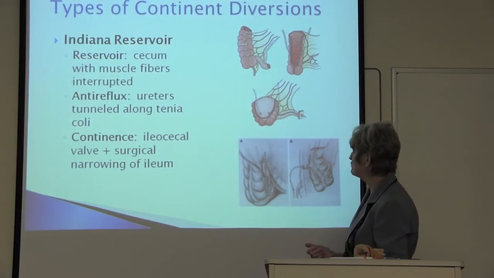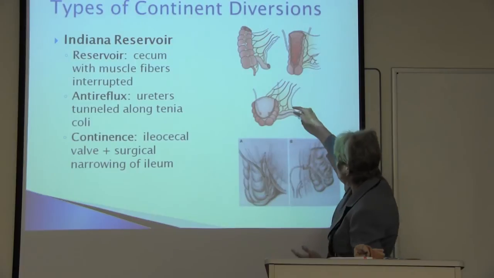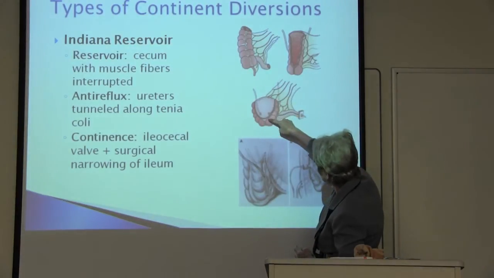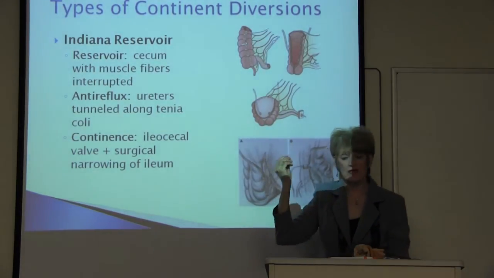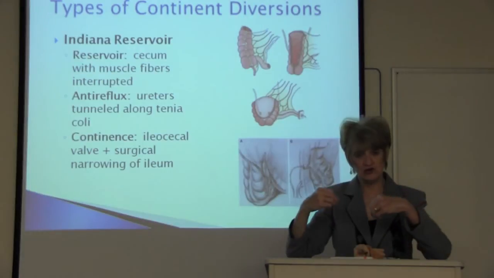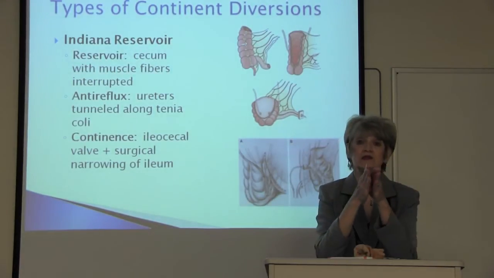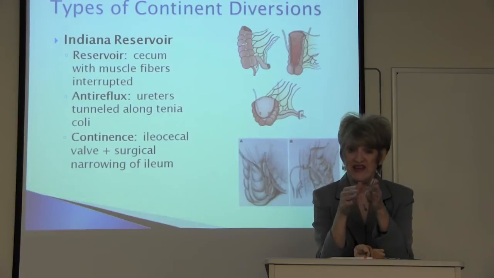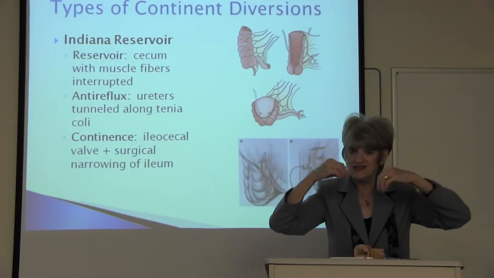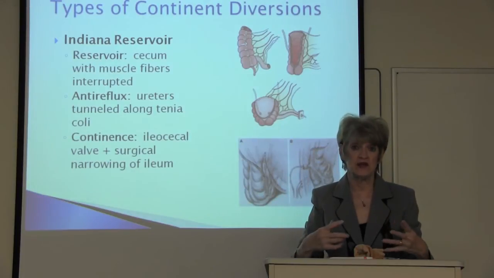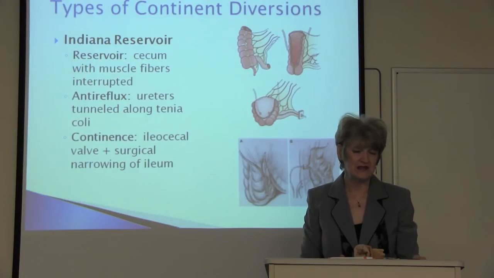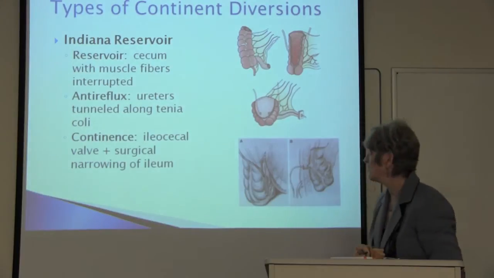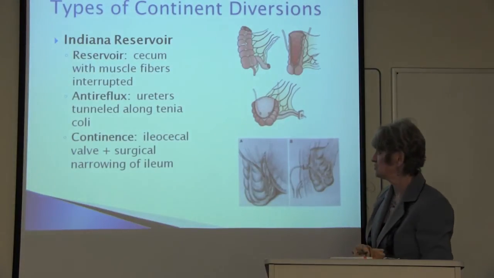What about anti-reflux protection? What they do is they tunnel the ureters along those thick muscle bands in the colon known as the tinea coli. And what they found was that when they tunnel the ureters along the tinea coli, there's enough resistance to prevent reflux. However, the peristalsis in the ureters is sufficient to assure normal delivery of urine. So that's actually been very effective in the patients who have had this procedure done, tunneling the ureters along the tinea coli. That's your anti-reflux protection.